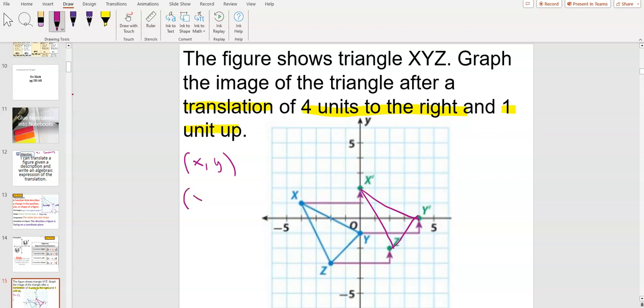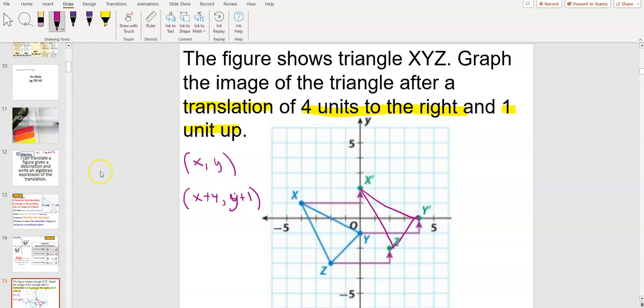And so the way we do that is we show it with that thing we did on the last page in the table. Because I'm moving it to the right, I'm going to add 4 to the x value. Because I moved it up, I'm going to add 1. I moved it up 1. I'm going to add 1 to my y value.